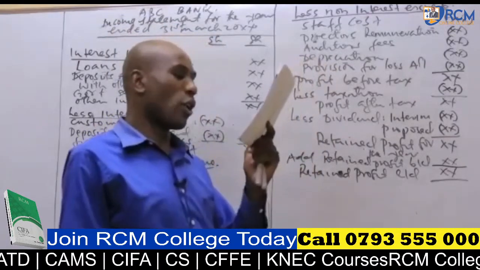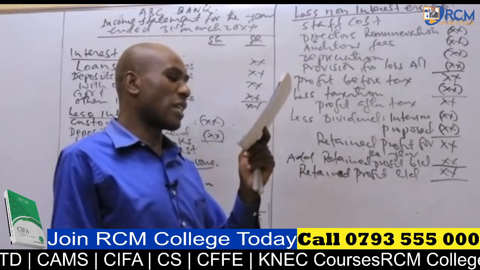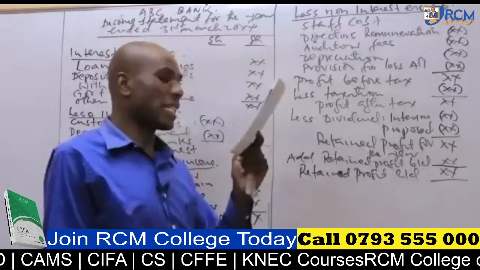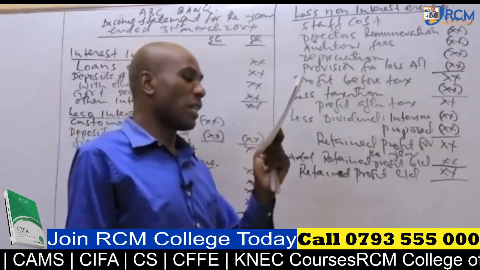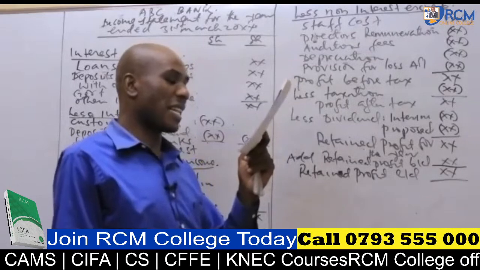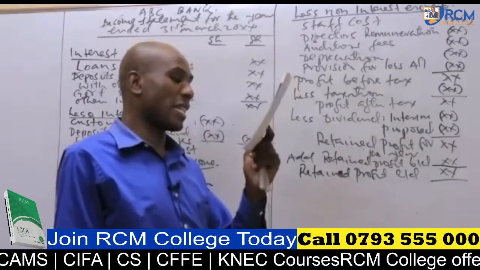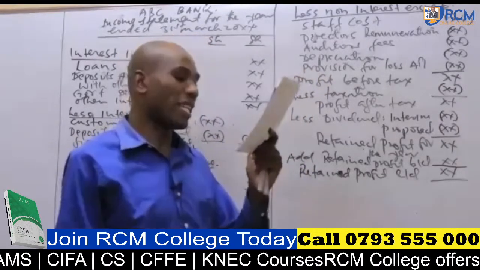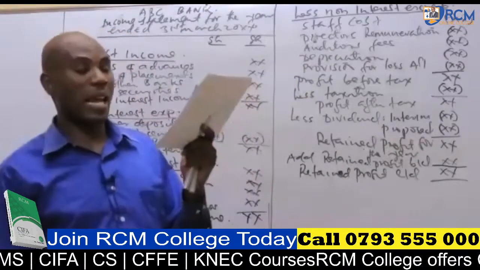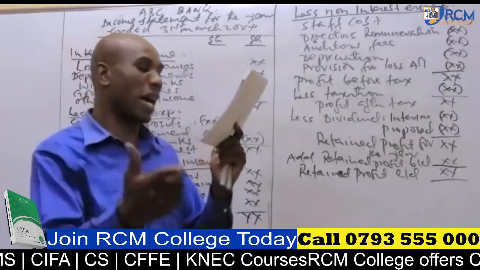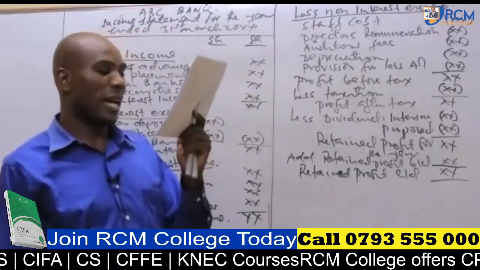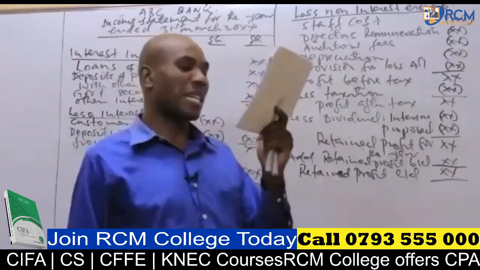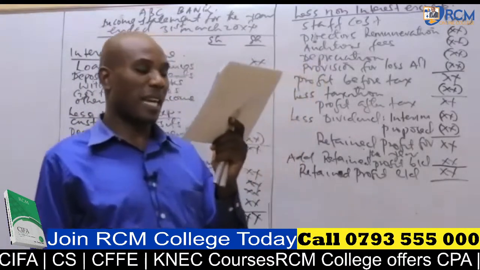Impairment of loans and advances, administrative costs, general operating expenses, income tax expense, retained earnings 1st January 2017, deposits with central bank, that is an asset. Deposit due from other banks, that is a liability. When it is due to other banks, that is a liability. But if it is deposit with other banks, that is an asset. Like government bonds and other securities, that's an asset. Loans and advances to customers, that is an asset.